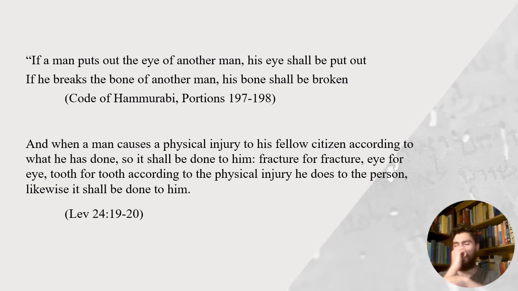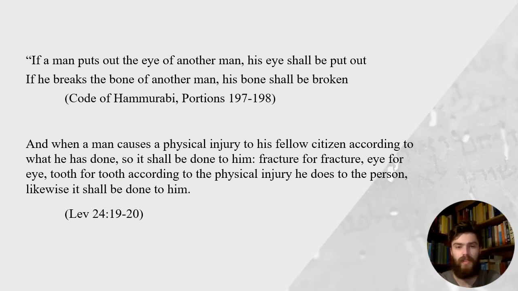So on some levels, the laws in both are very similar. For example, the lex talionis, or eye for eye, is the same. In the Code of Hammurabi, it says if a man puts out the eye of another man, his eye shall be put out, and if he breaks the bone of another man, his bone shall be broken. And we see the same thing in Leviticus 24.